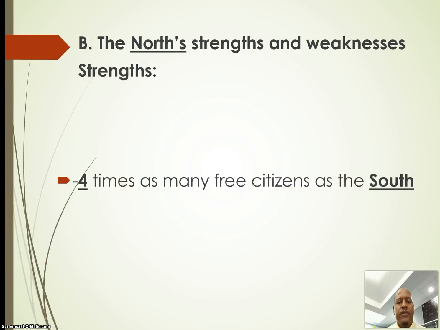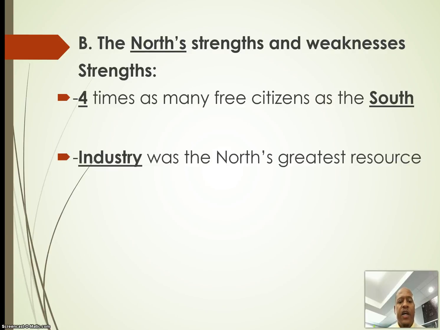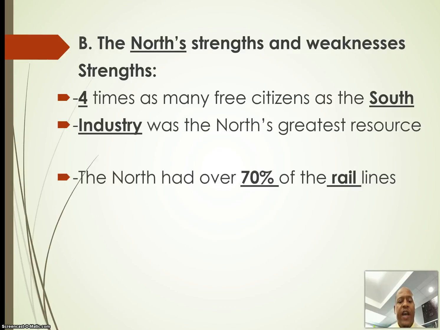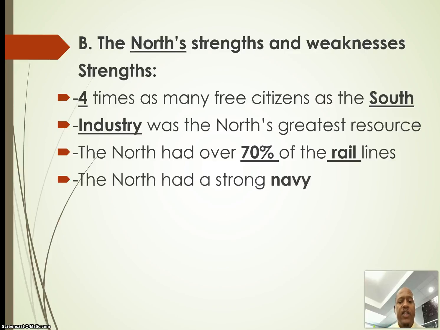So, the North's strengths. First, they had 4 times as many free citizens as the South. So again, you had people who were willing to fight for their freedom, very industrious, with a lot of resources. Again, factories became a major issue. The North had 70% of the rail lines, so they could move people, products, goods, and weapons very easily.